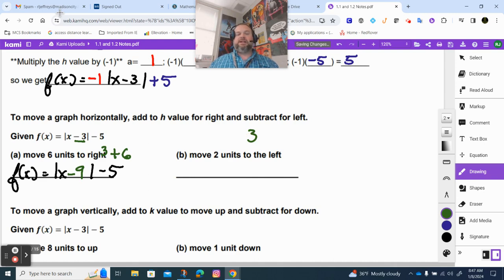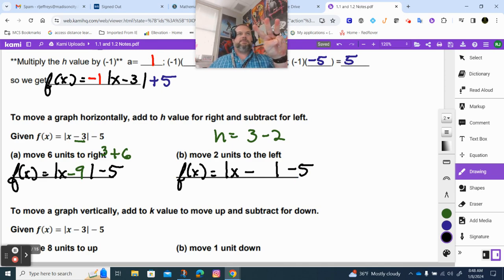Now, if we're moving it to the left, because here's our h value, we're going to subtract 2. All right. If I have 3 Reese's cups and I eat 2 of them, how many Reese's cups do I have? 1. So 3 minus 2 is 1.